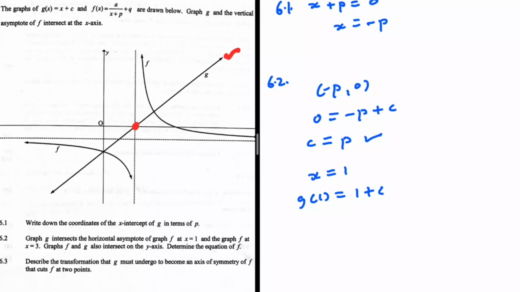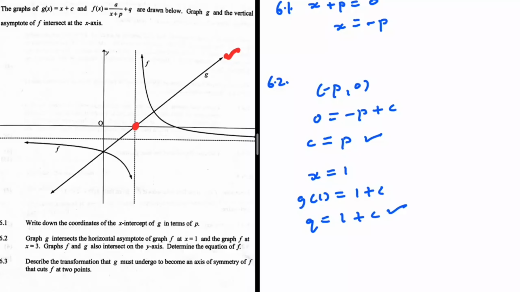So what does that tell us? That tells us that q, which is the horizontal asymptote, is at y equals 1 plus c. Right, so q is equal to 1 plus c. We've come up with that using the fact that g intersects the horizontal asymptote of graph f at x equals 1. So we've used that piece of information.